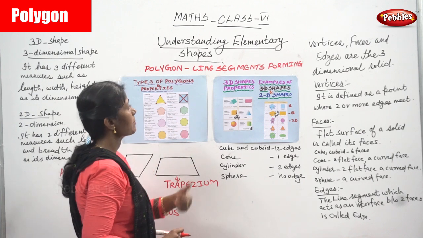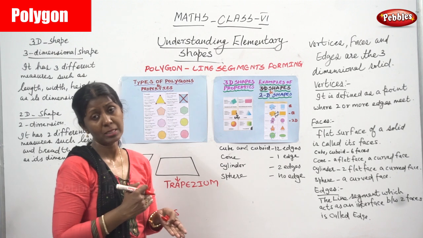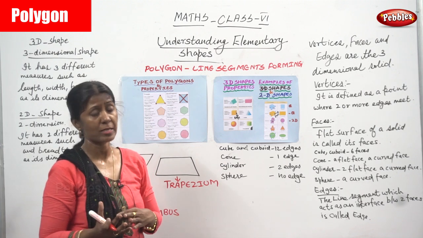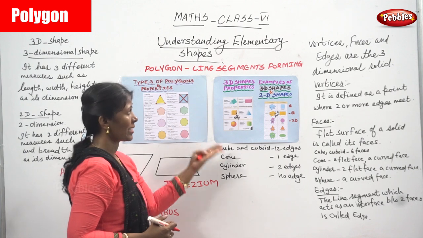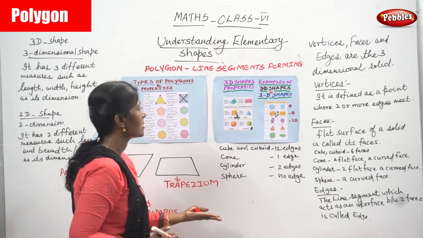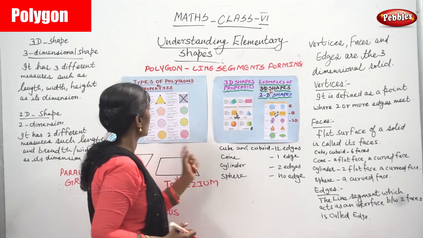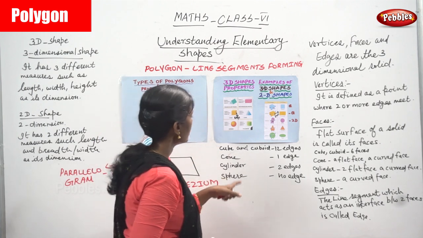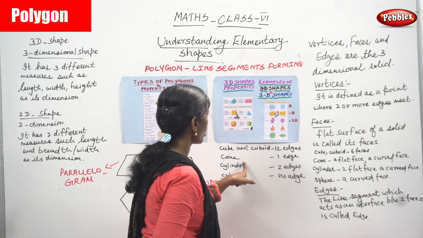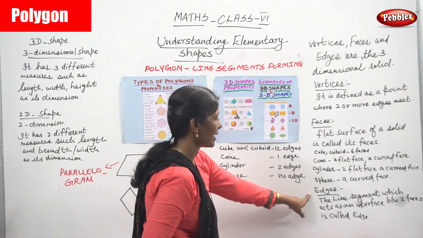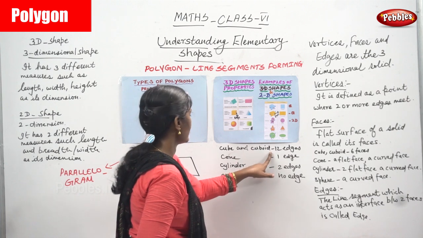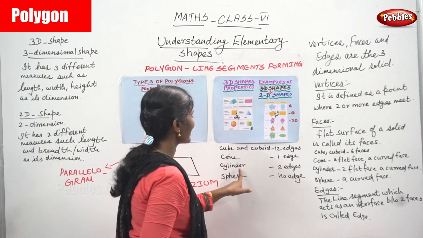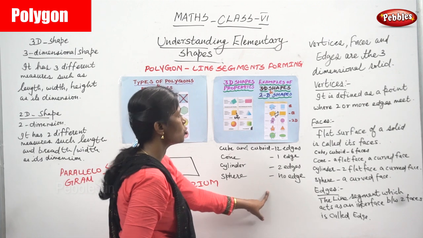So I think you understand the types of polygons, the 3D shapes and 2D shapes, and the difference between them, and how many vertices, faces, and edges each has. I forgot to mention the edges: the cube and cuboid have 12 edges, the cone has only 1 edge, the cylinder has 2 edges, and the sphere has no edge.